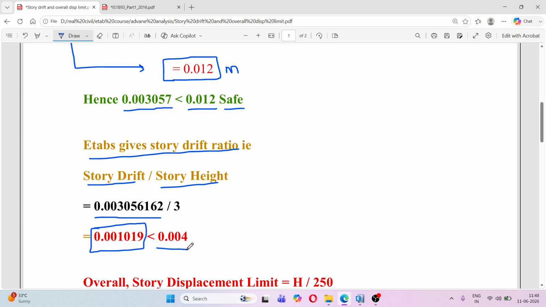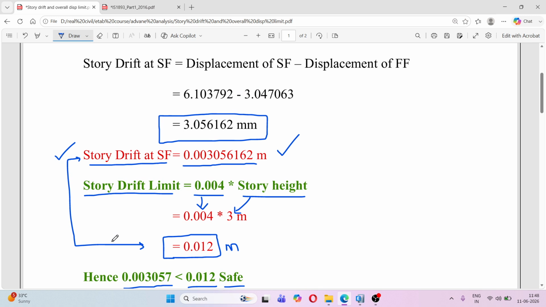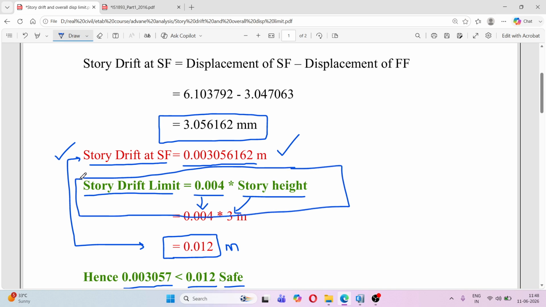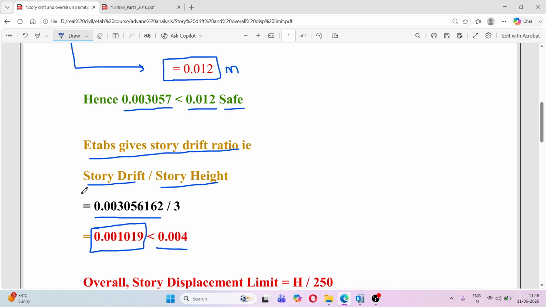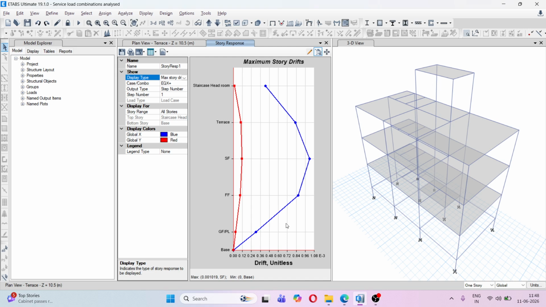So that should be less than 0.004, and it is less than 0.004. So it is okay. This is our codal provision, and this is what ETABS gives. So make sure the value is less than 0.004.